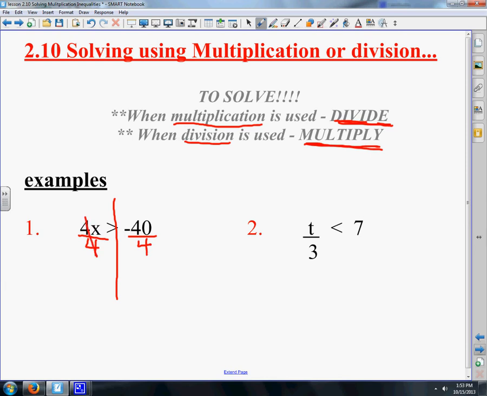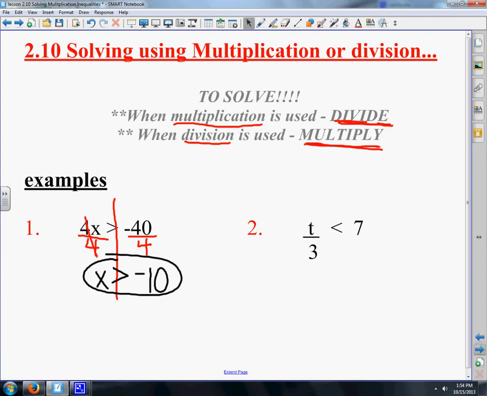4x divided by 4 is x. The inequality less than stays the same. And negative 40 divided by 4 is negative 10. So the solution to this inequality is x is less than negative 10.